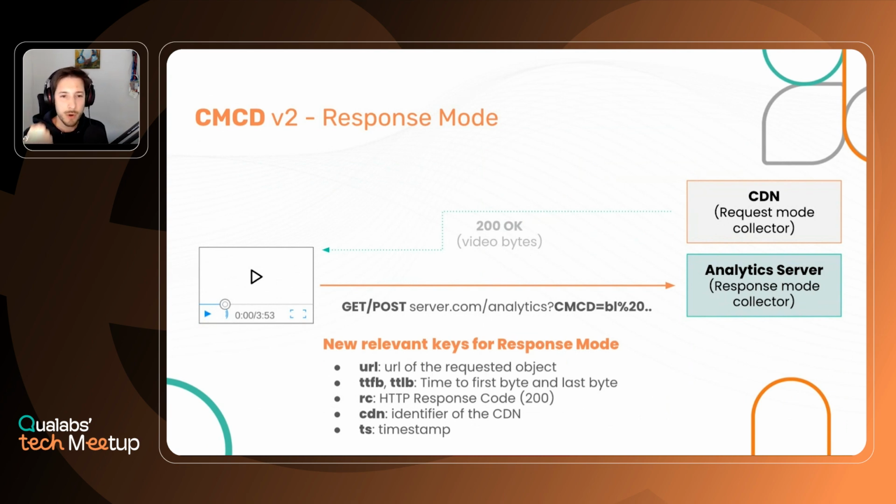Some of the new keys relevant here: we added URL, to know which URL we are talking about. Now that we have the response, we know the time to the first byte, the time to the last byte, the response code of the CDN, and, for example, the timestamp. So we now know more information about what happened to the request, and we can collect that.